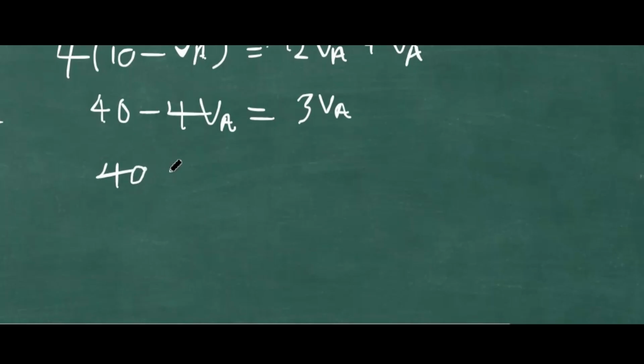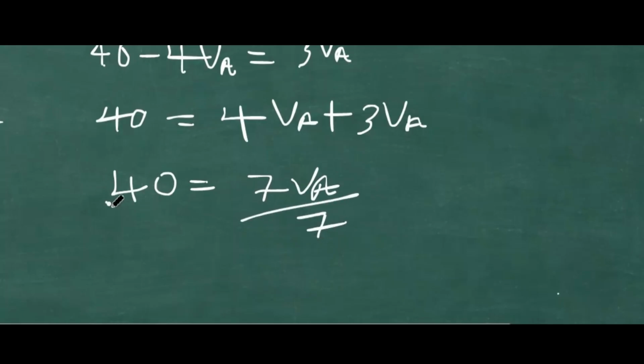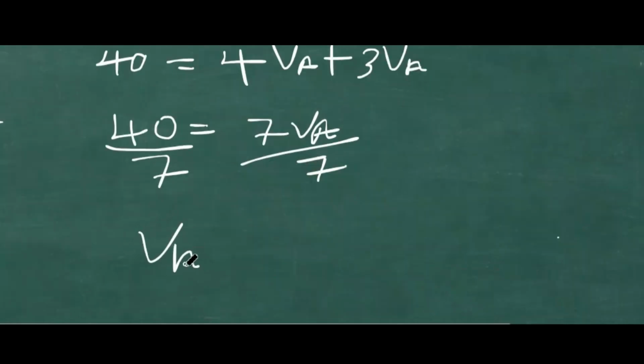40 equals, moving the minus 4VA to this side, 4VA plus 3VA, which means 40 equals 7VA. I am going to divide both sides by 7 to find VA. VA is equal to 5.7 volts.